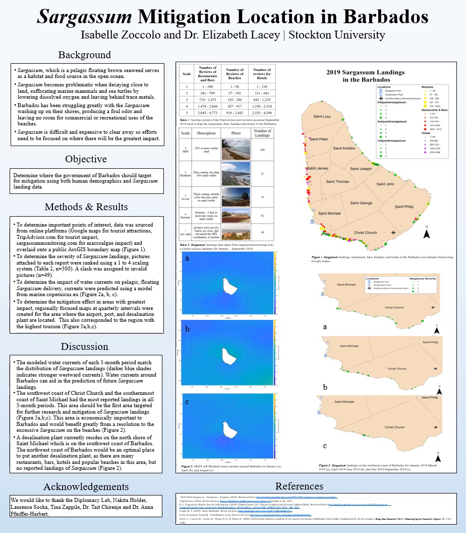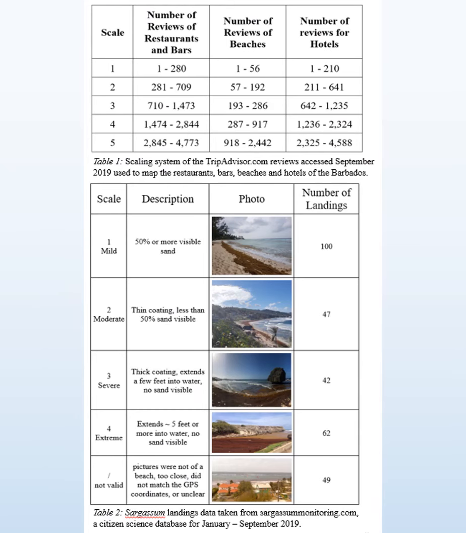So the objective of my project was to determine where the local government of Barbados should target for mitigation based on both human demographics and recent sargassum landings. The human demographics, which included restaurants, bars, beaches, and hotels, were ranked on a 1 to 5 system based on how many reviews they received on a popular travel website, tripadvisor.com.